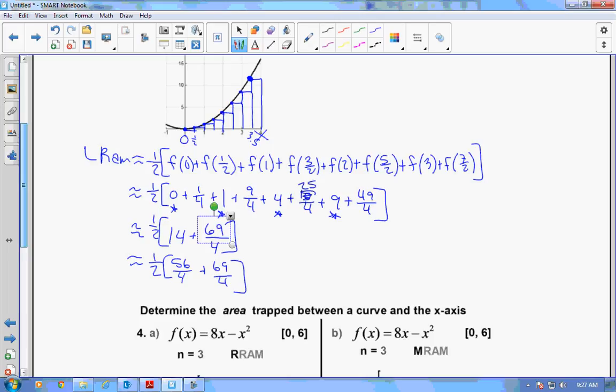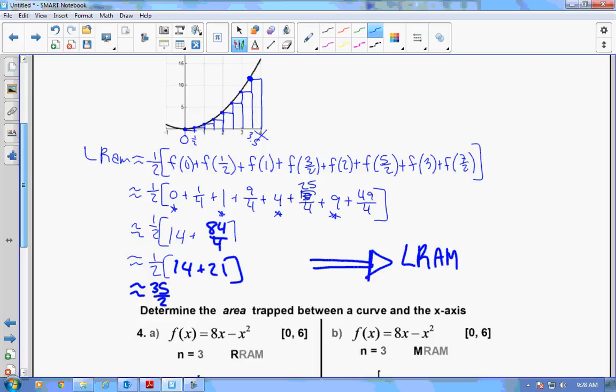79/84. Is that right? 84/4, which actually simplifies. 84/4, is that 21? That's even nicer. 14 plus 21, 35 halves. And half of 35 is 17.5. So, arrow, because Ms. Gray likes these arrows to follow your thought, it is approximately 17.5 units squared.